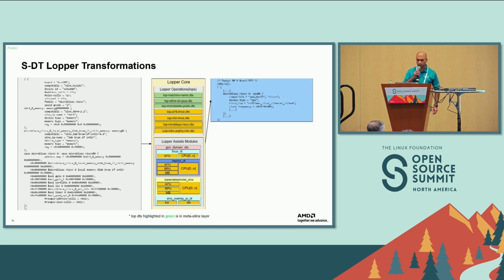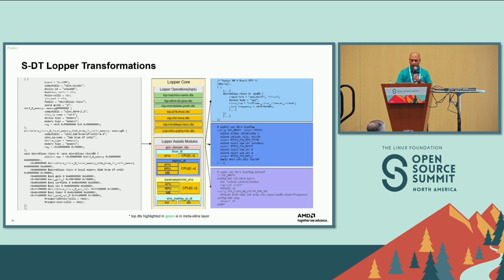And once these lops set modules are run, it converts to a Kconfig file, the board DTS file, and the SoC configuration files. These are the outputs of Lopper for Zephyr configuration builds.